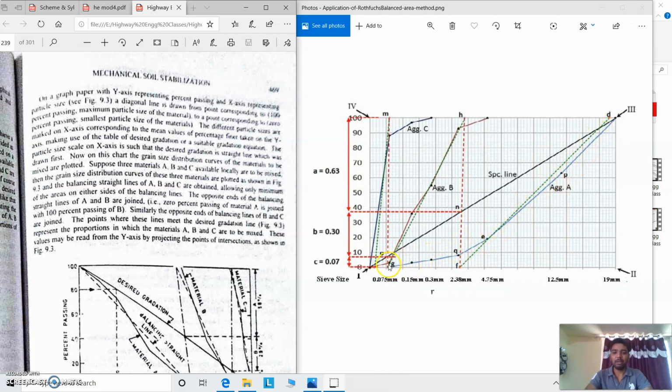By joining each point, we have to plot a straight line. Similarly for aggregate B, we have to consider each point and join with a straight line. Similarly for aggregate C, we have to consider all the points at which the percentage of aggregates has been retained, that is marked, and then a straight line will be drawn to join each point. Once we consider these points, the balancing line should be drawn for each of the aggregates.